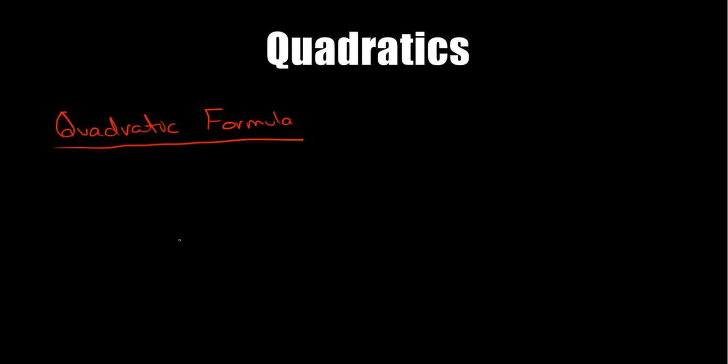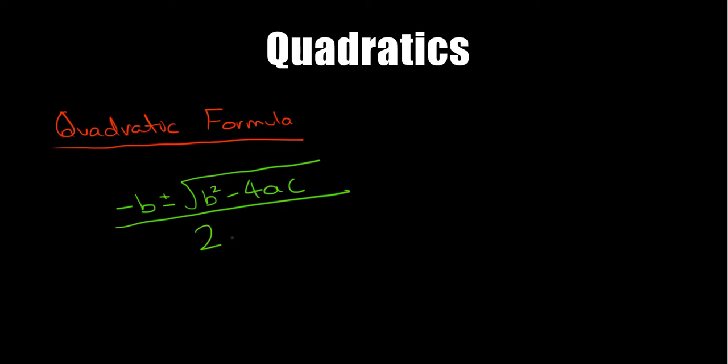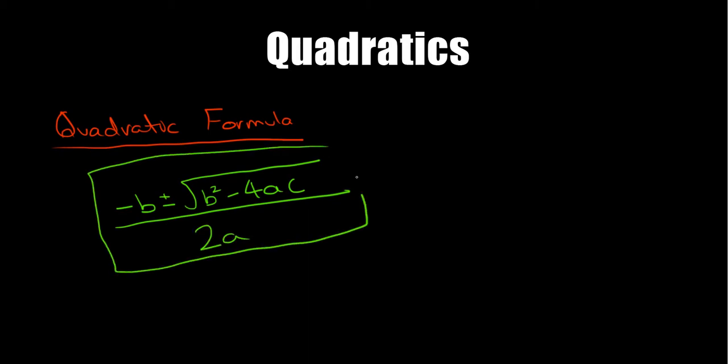So let me show you what the quadratic formula is. I'm going to do it in a different color. It goes as follows: negative b plus or minus the square root of b squared minus 4ac, all over 2a. That is your quadratic formula.